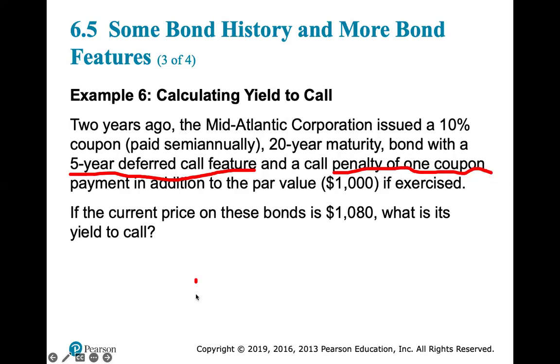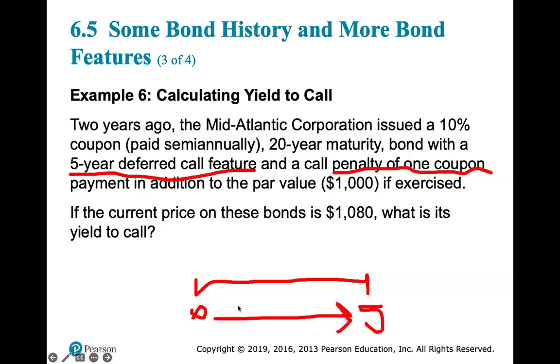So within this 5 years, the seller of the bond has got the right to call the bond back for some certain reasons. It could be any reasons. So he would like to get it back. Anytime he calls the bond back, he has to pay the penalty of one coupon payment. Okay, that's what the condition is here. And the question here: if the current price on these bonds is $1,080, what is the yield to call?